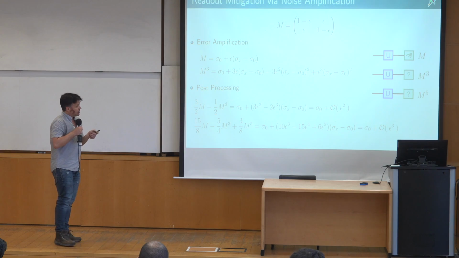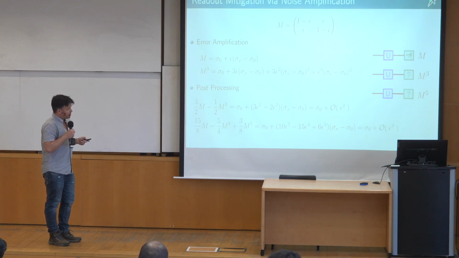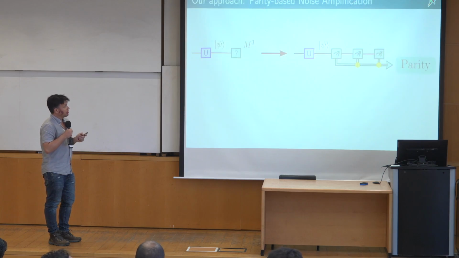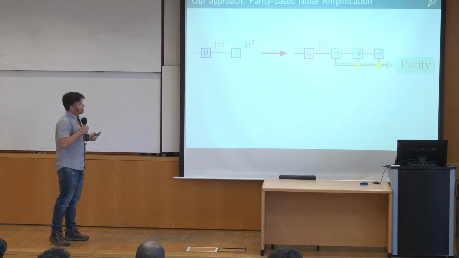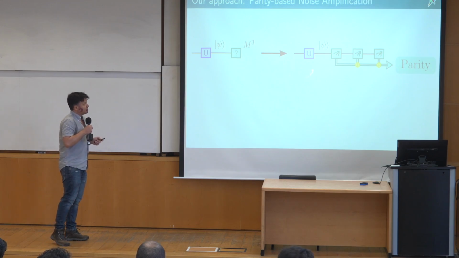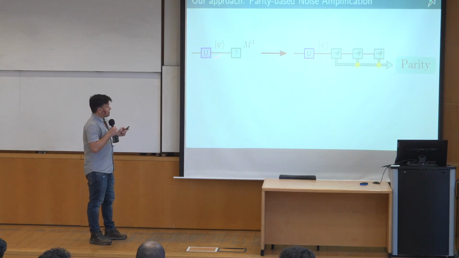So the problem is, how can we actually implement this type of measurement? That's what we are proposing here, which is this parity-based noise amplification. The idea is that we want to implement this type of amplification of the measurement by using parity. For instance, if we want to obtain this cube, this factor of 3 amplification for the measurement, we are going to implement 3 measurements and then consider the parity of these results.